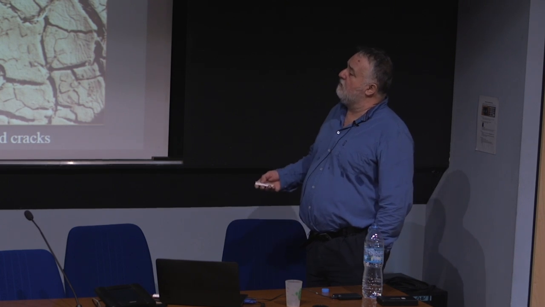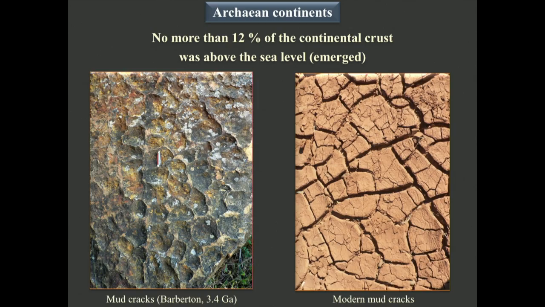For instance, in some places, just like here in the Barberton belt at 3.4 billion years, we have some mud cracks, some fossil mud cracks. So here is a present-day mud crack. This is what happens to mud when we dry this mud. We have these cracks that appear, and of course, this can be produced only if water evaporated. So if there was some emerged part of the continent. And so this is a proof for that.